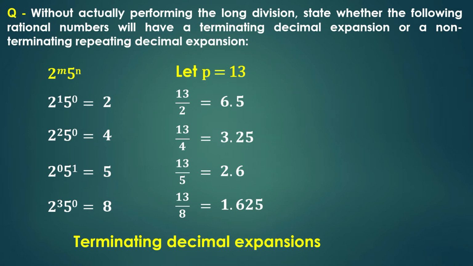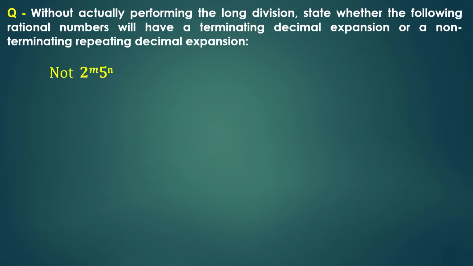Now let us see some numbers which are not of the form 2 to the power m into 5 to the power n, such as 3, 7, 11 and 2 to the power 1 into 5 to the power 1 into 7 to the power 1, which can also be written as 70. Now one might think that 2 to the power 1 into 5 to the power 1 into 7 to the power 1 contains the prime factors 2 and 5, but we must ensure that the number only contains the prime factors 2 or 5. Now if we try dividing 13 by these numbers, we will get the following.